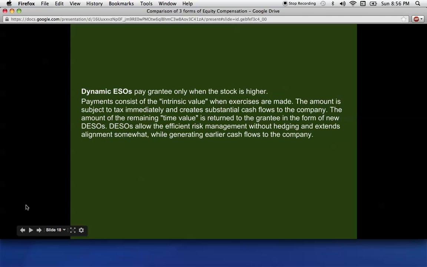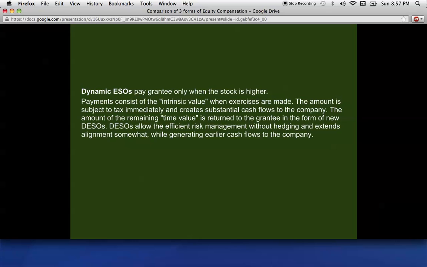And the last comment on the dynamic employee stock options: they pay the grantee only when the stock is higher, just like the traditional employee stock options. Payments consist of the intrinsic value when exercises are made. The amount is subject to tax immediately when you exercise and creates substantial flows to the company. The amount of the remaining time value is returned to the grantee in the form of new dynamic employee stock options.